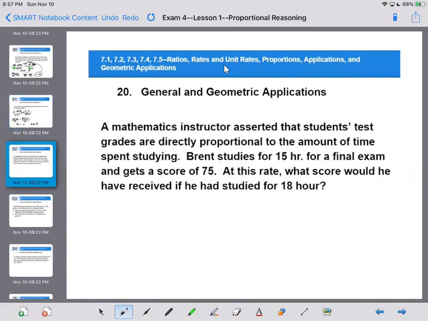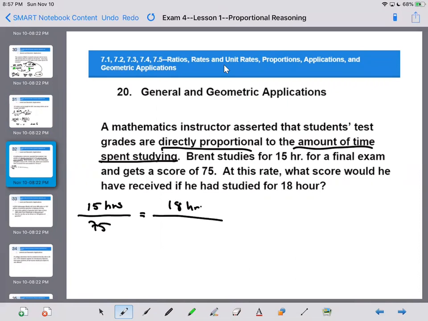A mathematics instructor asserted that students' test grades are directly proportional to the amount of time spent studying. Brent studies for 15 hours for a final exam and gets a score of 75. At this rate, what score would he have received if he studied for 18 hours? So that's what you're looking for.